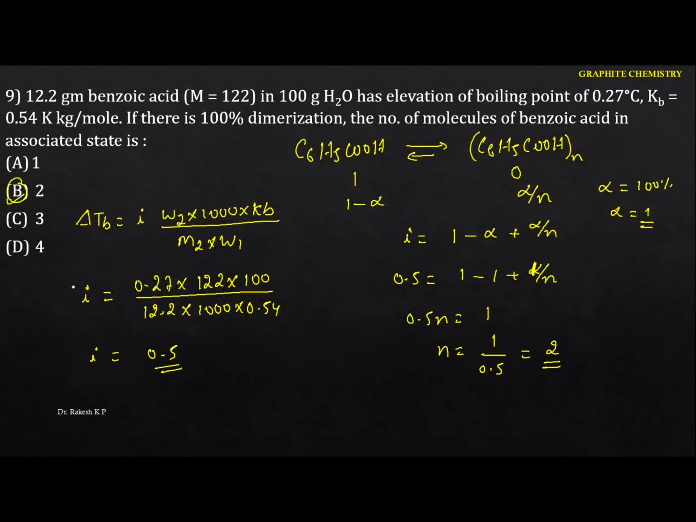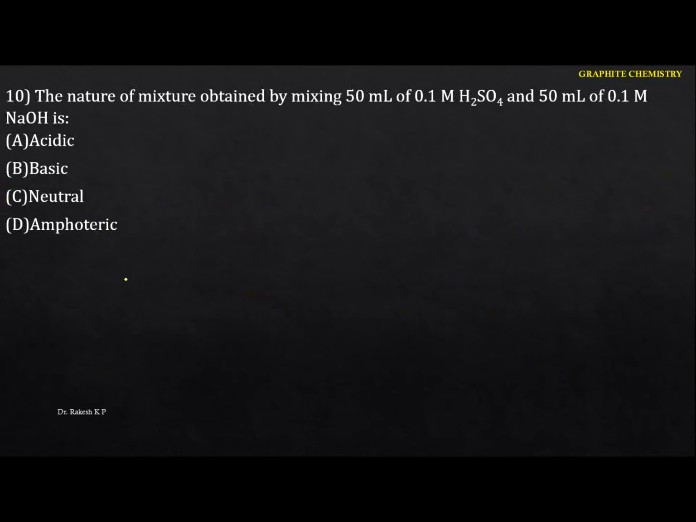Okay, see the next one here. The nature of mixture obtained by mixing 50 ml of 0.1 molar sulfuric acid and 50 ml of 0.1 molar NaOH. It is a neutralization reaction. Let me take it in this form. So the given conditions.